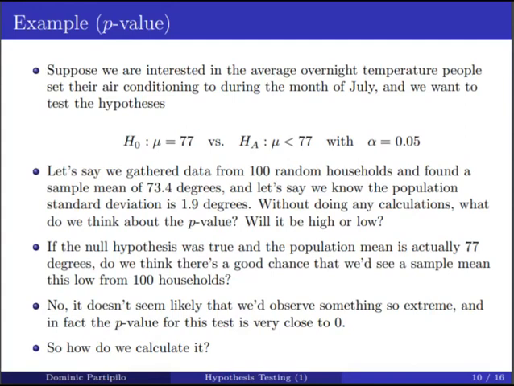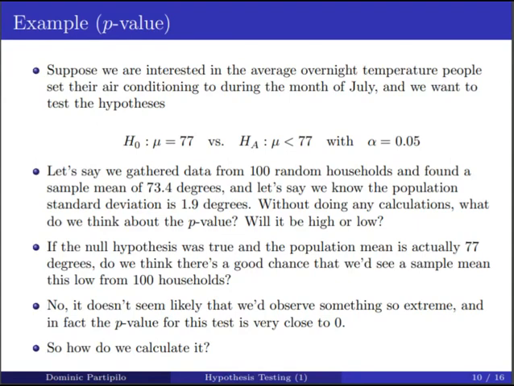Do we think it's likely that if the actual mean temperature that people set their air conditioning to overnight is 77 degrees, we would come up with an average of 73.4 degrees from 100 people? Honestly, I don't think that's very likely. If this was actually true, we would think the mean would be pretty close to 77, and that looks like it's pretty far away.